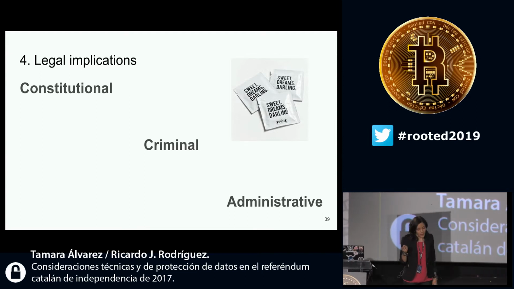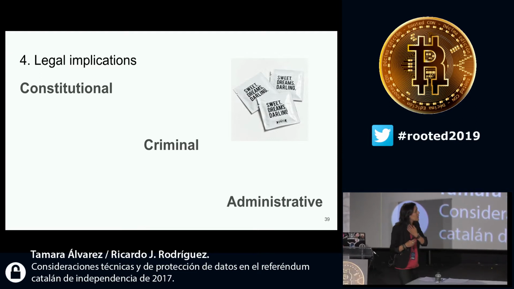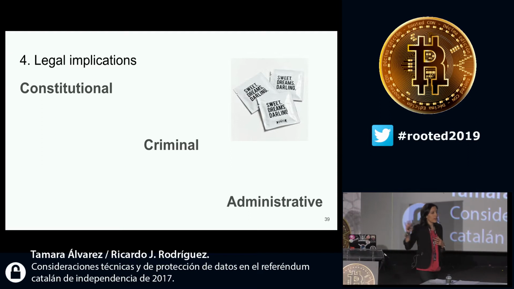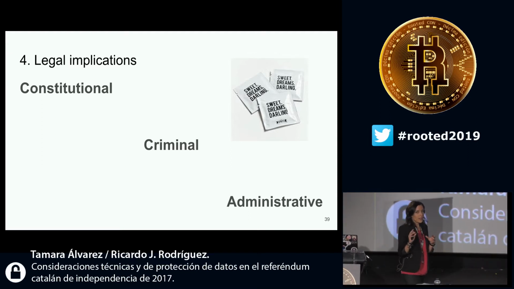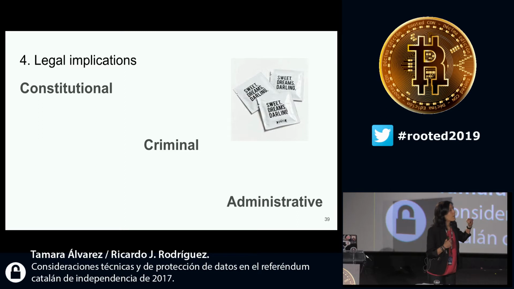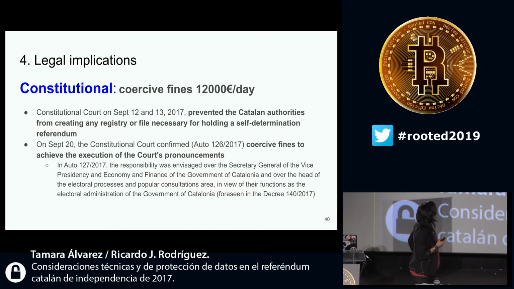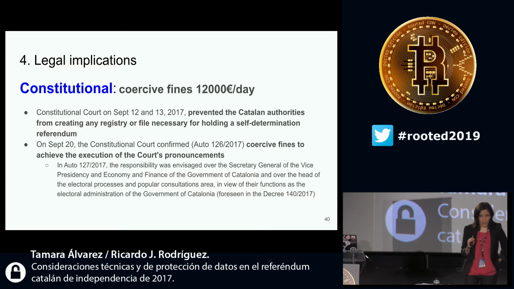So what type of responsibilities can there be derived from what happened on the 1st of October, based on what we have both explained? I'm going to go quickly, but later on, if you want, we can go more in depth. There are 3 types of legal implications since the reform of the Constitutional Court in 2015: the constitutional part and the administrative part, the constitutional.